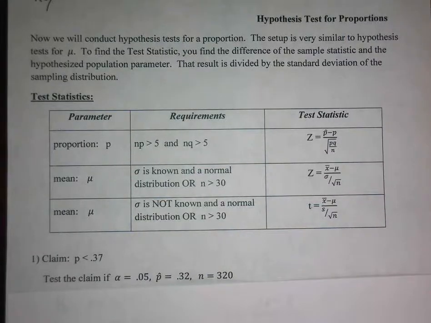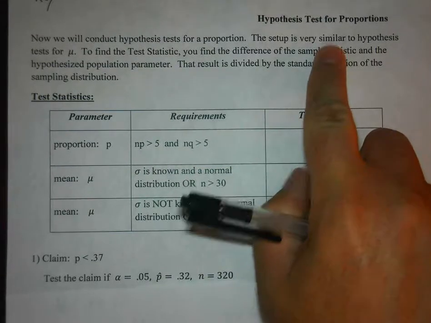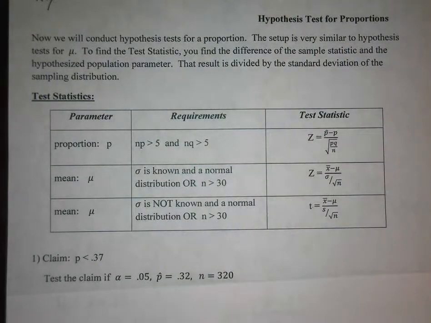Okay, so here we're going to look at hypothesis tests for proportion. The setup is very similar to hypothesis tests for mu. To find the test statistic, you find the difference of the sample statistic and the hypothesized population parameter. That result is divided by the standard deviation of the sampling distribution.